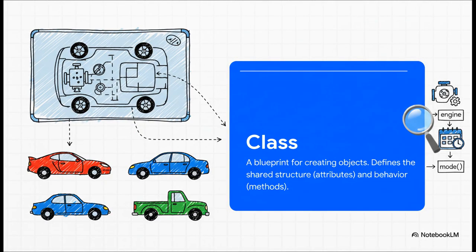So if an object is the finished product, the class is the factory blueprint. The car class is the master plan. It's the set of rules that says, okay, every single car object we create from this point on is going to have a make, a model, and an engine, and it will know how to do things like age itself.